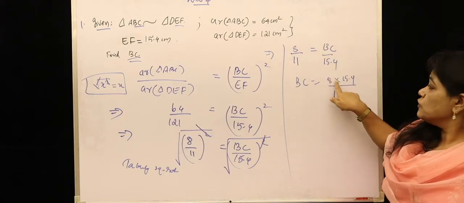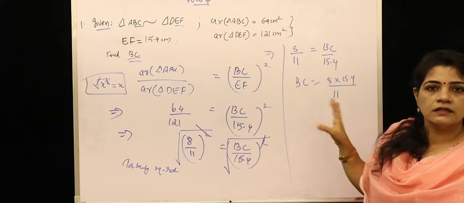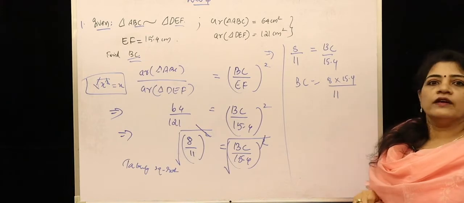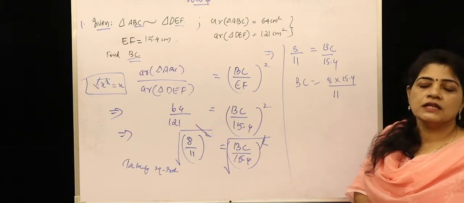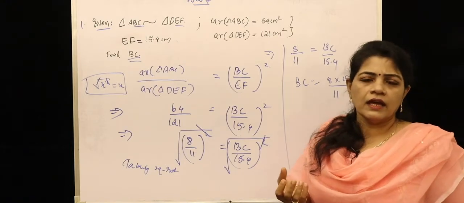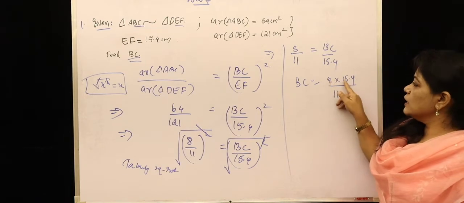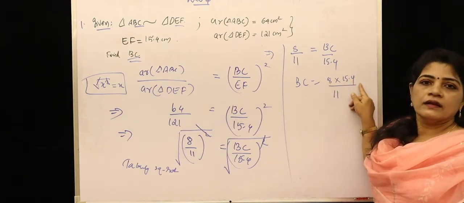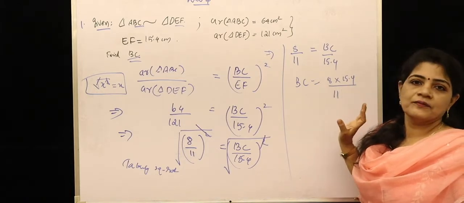So 8 into 15.4 divided by 11, with 11 always in the denominator in this question. And how can this be simplified? Here also one clue, children. If 11 comes, 11 is a prime number. See that any one of the factors, either 8 or 15.4, is a multiple of 11. That means you can easily get the value of BC.